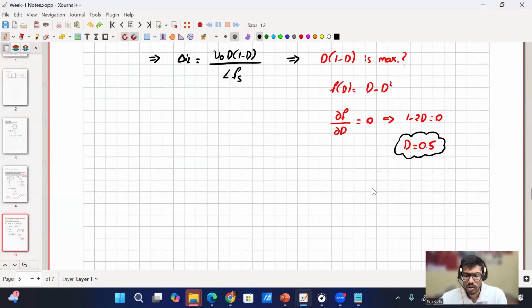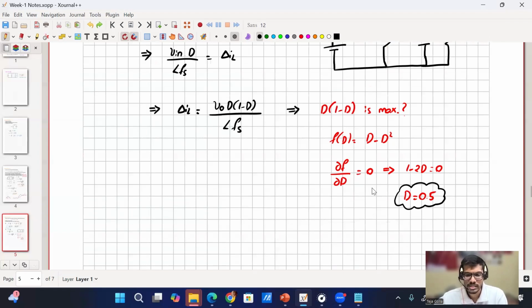If I do not know what I would do, I would differentiate it and see at what value it becomes 0. The derivative being 0 means either it is a minimum or maximum, but in this case it will be maximum. I can also get this by drawing the plot, but I'm not going into those details because that is known. So at D equals 0.5, this will be maximum, whereas in the case of buck converter, it is maximum at maximum V in. So as you see, based on the converter, the worst case is changing.